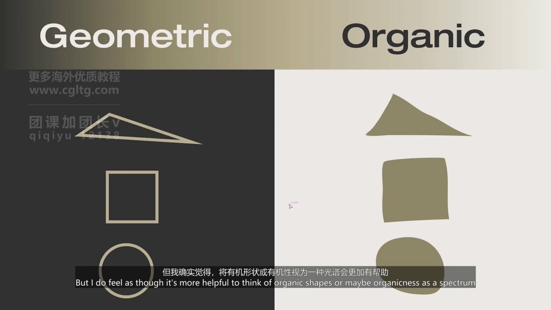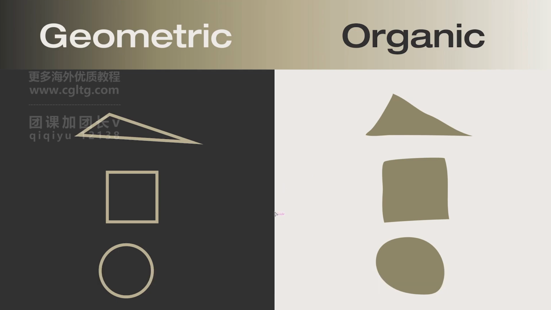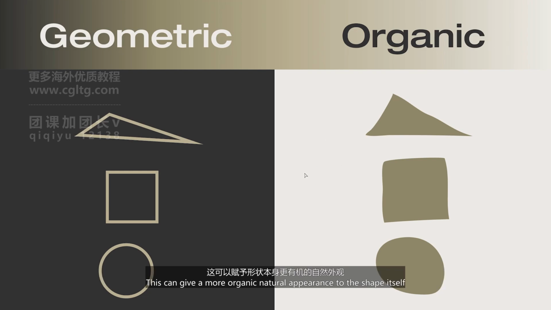But I do feel as though it's more helpful to think of organic shapes, or maybe organicness, as a spectrum that we can use to push our shapes into and away from as necessary depending on what we want to communicate. So where we have a lot of imperfections in their lines and more wonky angles that make up the shape, this can give a more organic, natural appearance to the shape itself, which can be independent from how secure or energetic or friendly the shape language is. We can represent all of these geometric shapes more organically.